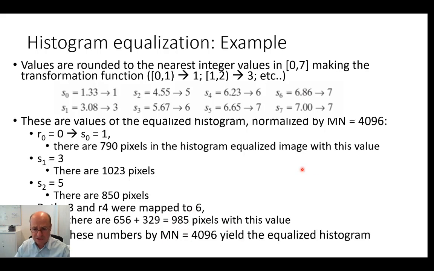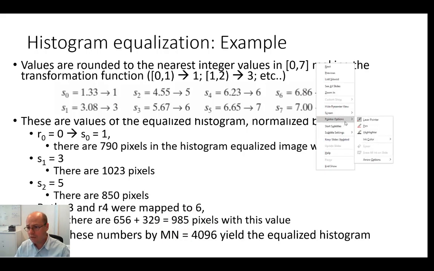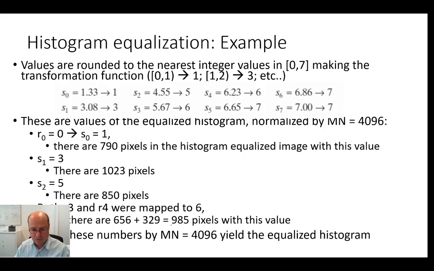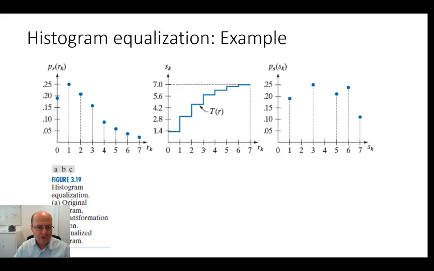Given these final numbers of pixels, the final count, I divide them by the total number of pixels in the image, yielding the equalized histogram. Graphically, I have the original histogram, this one is the original histogram. This is the cumulative distribution function.